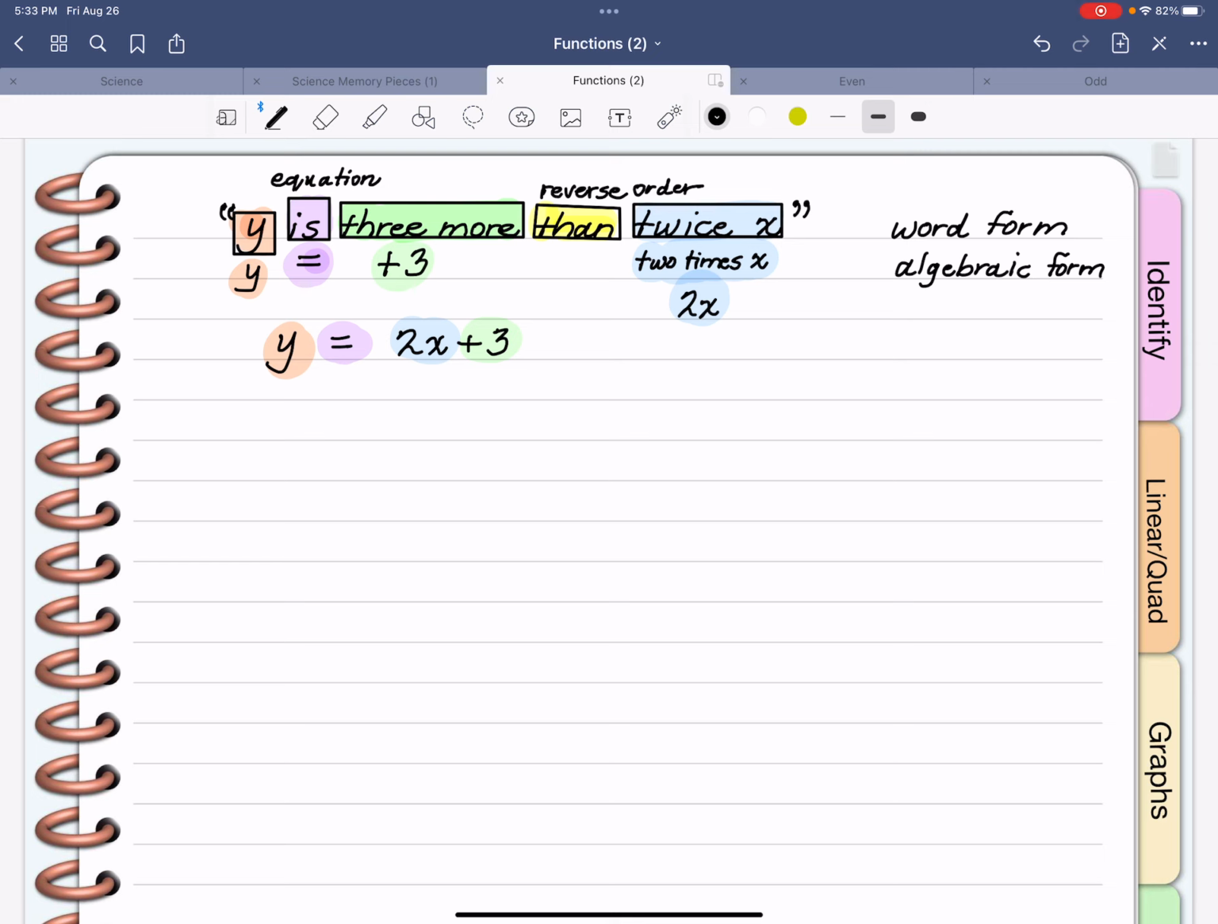Okay, so once you have an equation, y equals 2x plus 3, you can build a table of values.